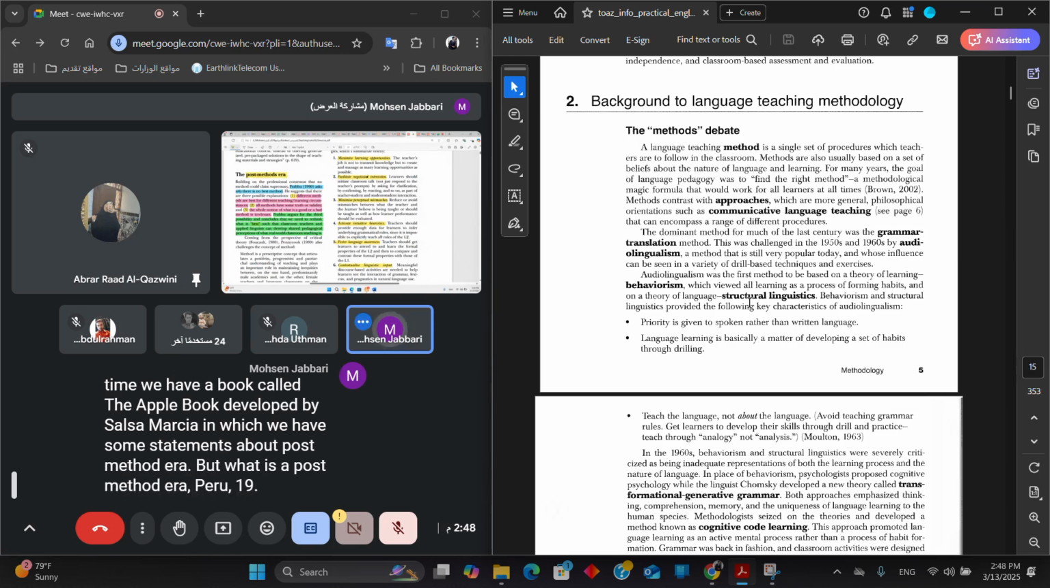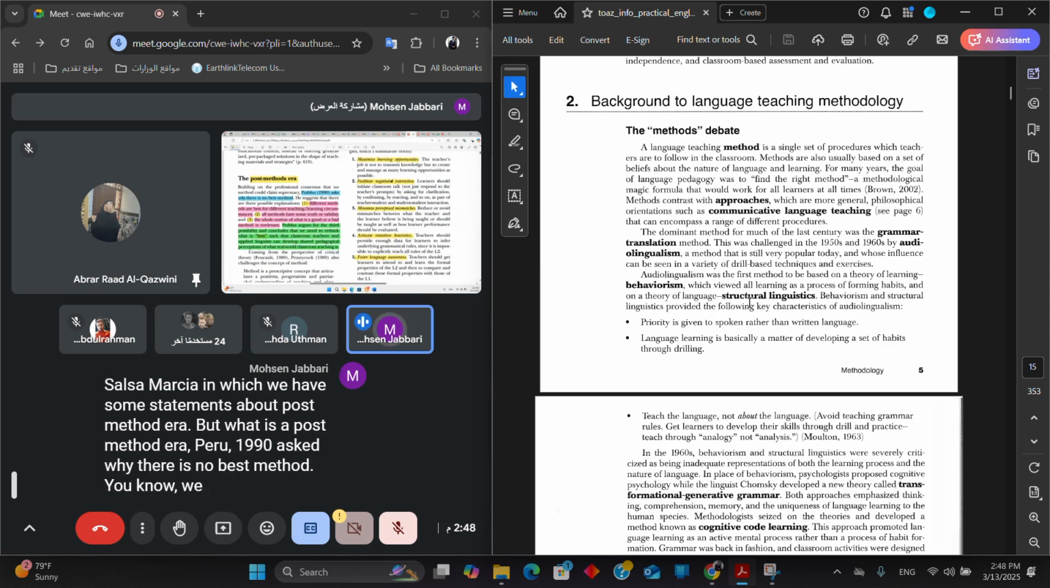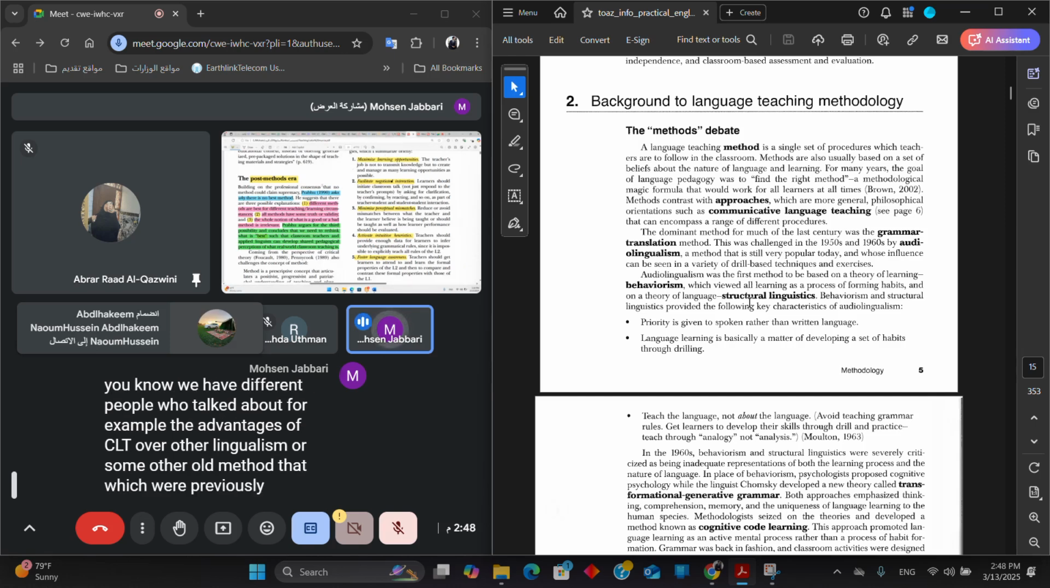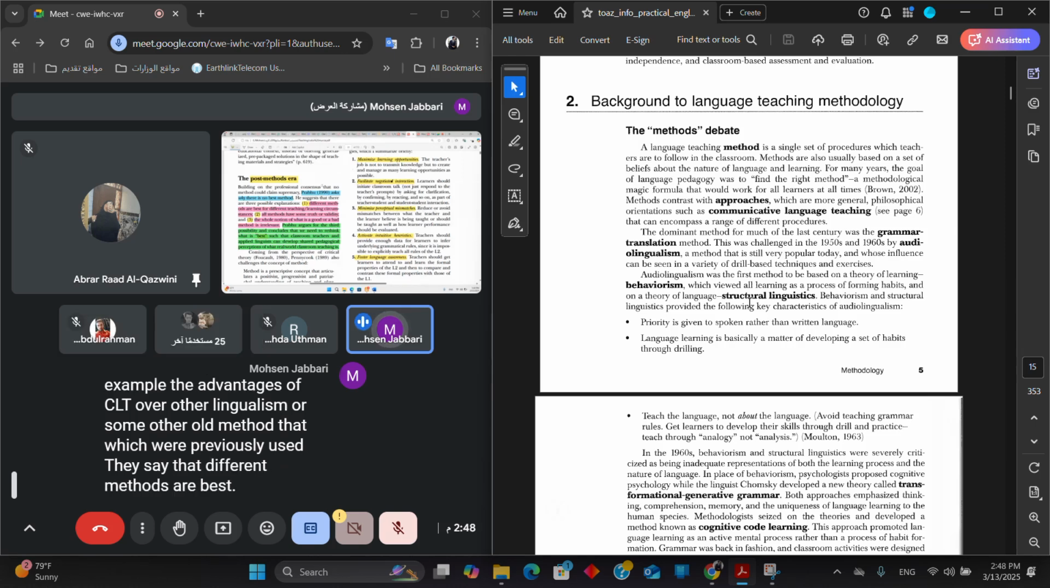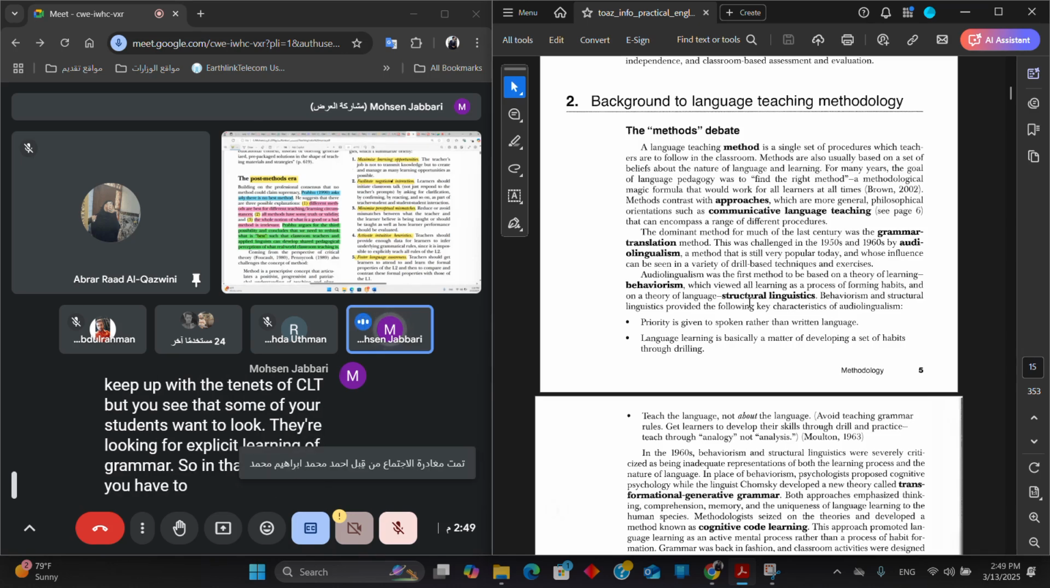Prabhu in 1990 asked why there is no best method. We have different people who talked about, for example, the advantages of CLT over audiolingualism or some other old methods which were previously used. They say that different methods are best for different teaching and learning circumstances. Think of the time you go to your class. As a teacher, you keep up with the tenets of CLT, but you see that some of your students are looking for explicit learning of grammar. So in that situation, you have to stick to audiolingual methods, right? Or the grammar translation method.